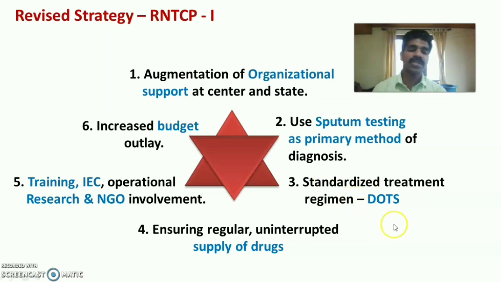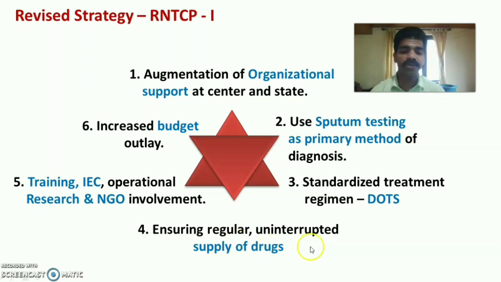The third strategy was a standardized treatment regimen with DOTS, that is, introduction of the DOTS program as recommended by WHO. The fourth strategy of RNTCP phase 1 was ensuring regular, uninterrupted supply of drugs to all the TB patients, that is, provision of DOTS medicines to all TB patients without any difficulty or shortage.